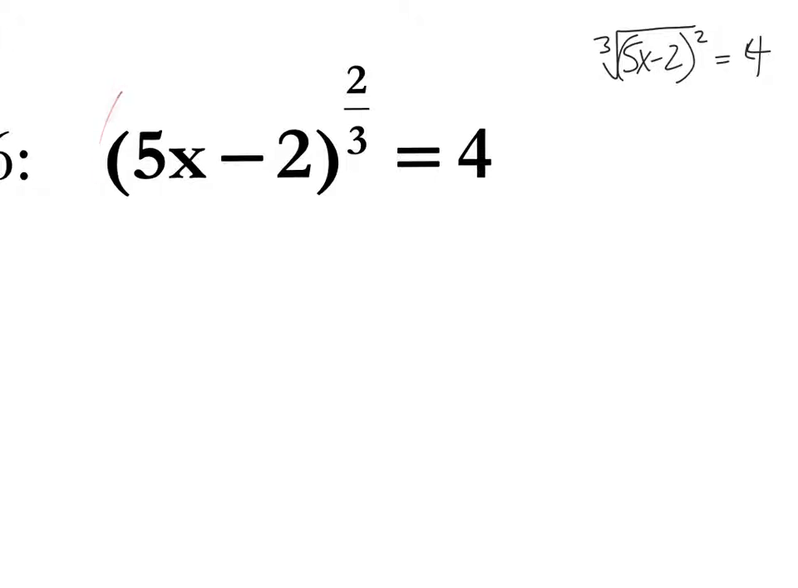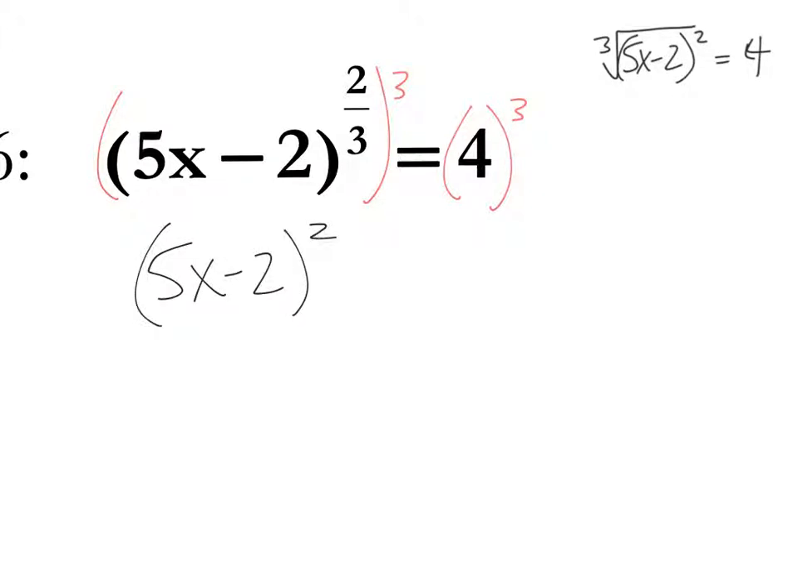So what I'm going to do first is cube both sides. And then remember, you're supposed to multiply these exponents right here. So that just gives me 5x minus 2, but I still have the square. All I did was cancel the 3's there. So I still have the square. Be careful about that one.